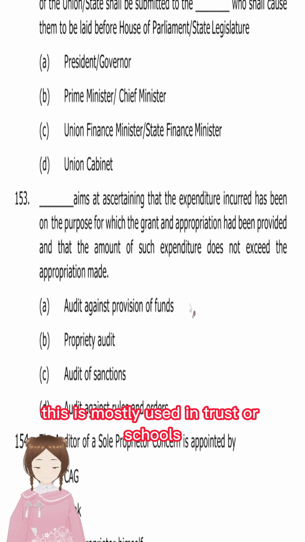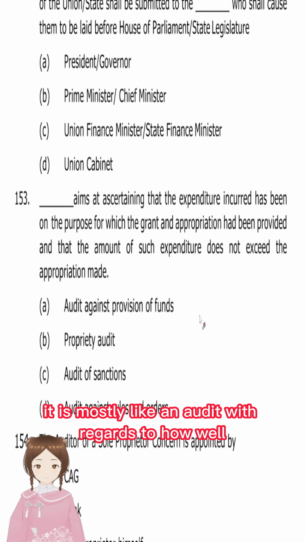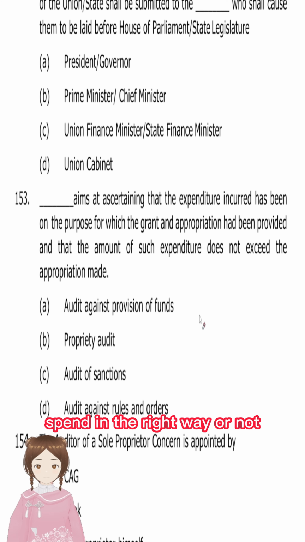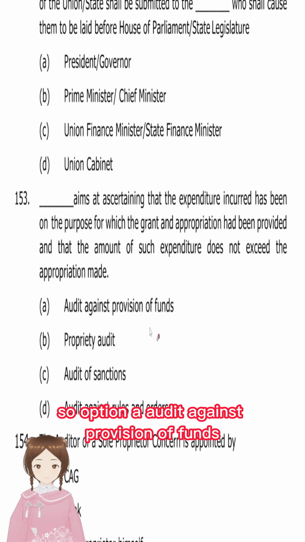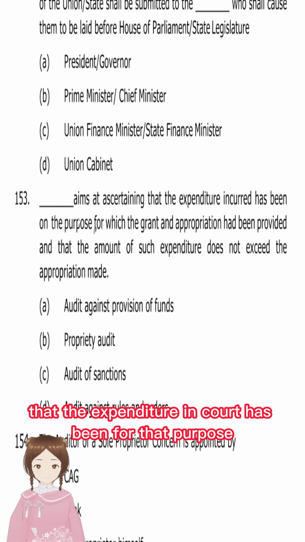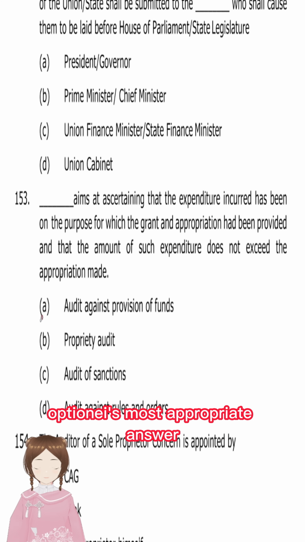This is mostly used in trusts or schools, those kinds of institutions, where there is audit against provision of funds. It is mostly like an audit with regard to whether the amount was spent in the right way or not, whether effectively or economically or not. So option A, audit against provision of funds, aims at ascertaining that the expenditure incurred has been for the purpose for which the grant and appropriation had been made. So option A is the most appropriate answer.